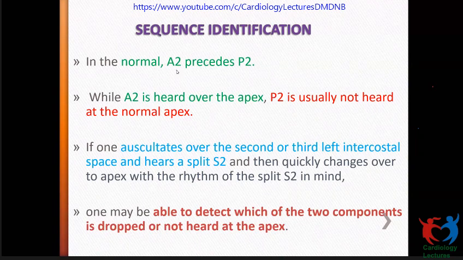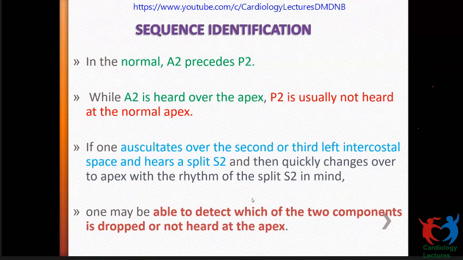Sequence identification. In normal, A2 precedes P2. While A2 is heard best at the apex, P2 is normally never heard at the apex except in ASD, only one exception. So as you auscultate, you start in the second, third space and go to the apex. If you still hear that component of the sound, then it's very likely A2. If the first component is heard till the apex, typically that is A2. The second component disappears in A2 P2. But if it is the other way, then you know that P2 was actually before A2.